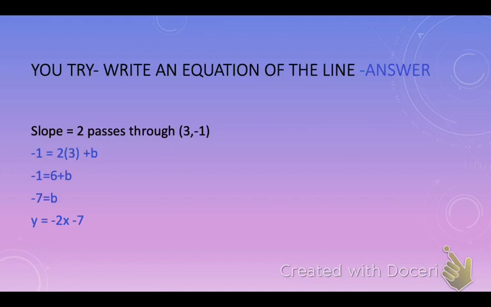All right, here's my answer. So the first thing I did was I plugged in my 2 points to my y equals mx plus b, solved for b. That's all I have to do. Then I rewrite the equation using my b and my slope.